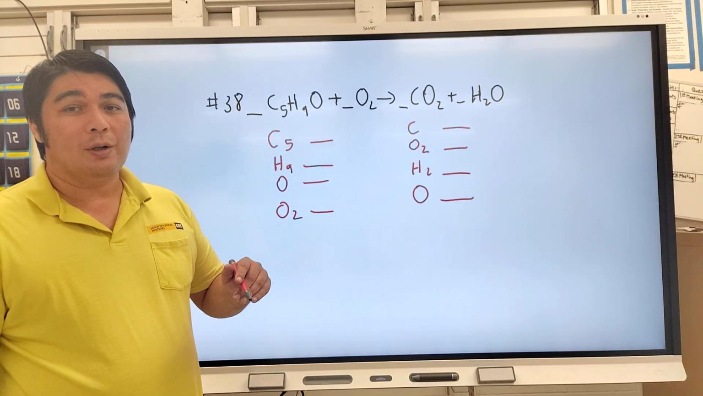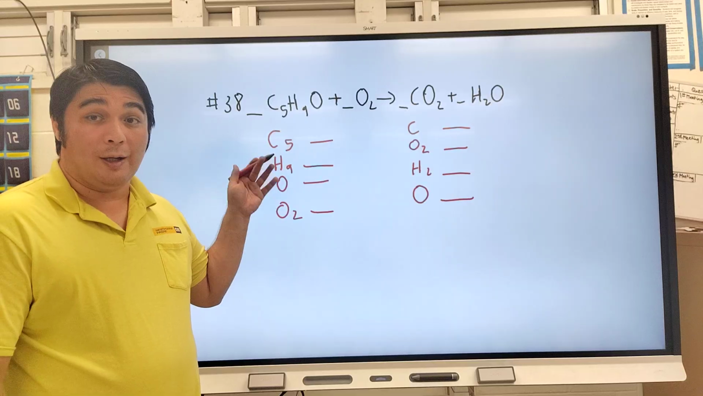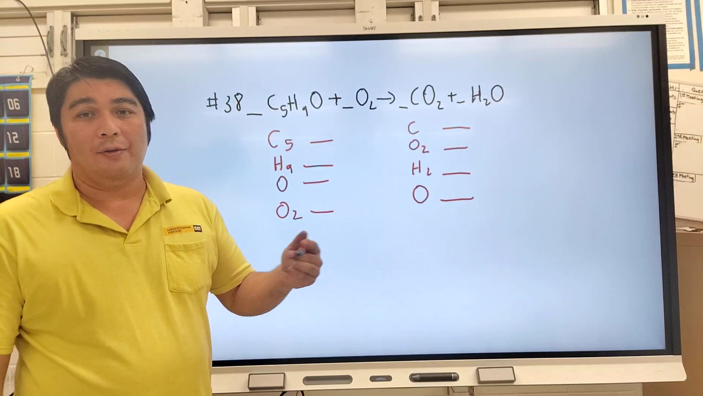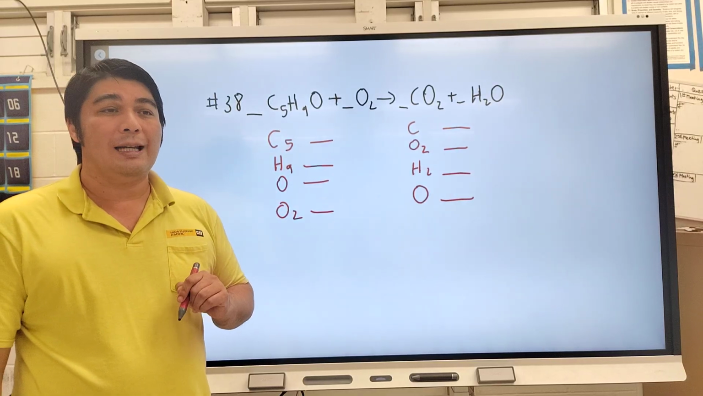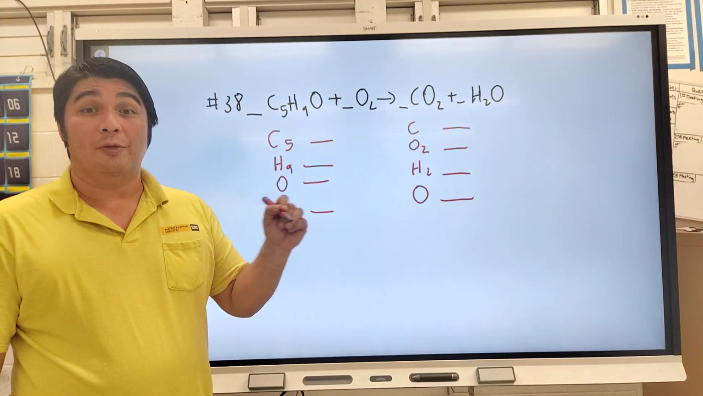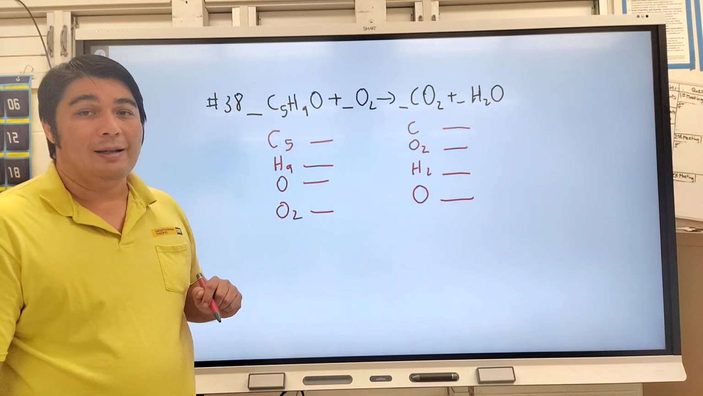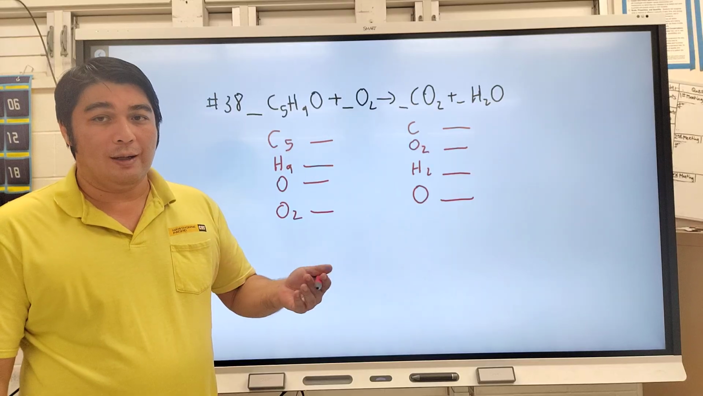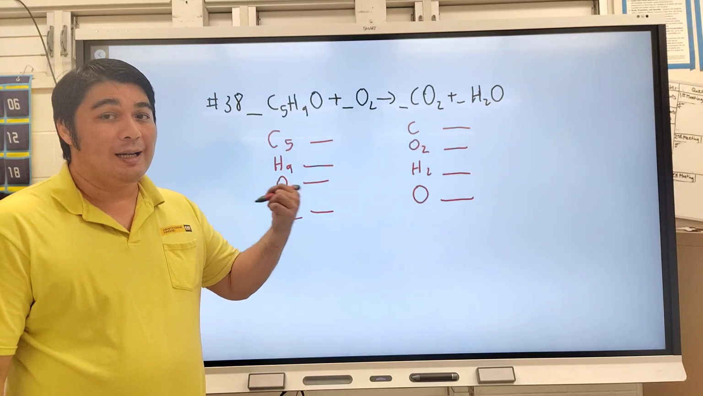So in this video, we're going to be doing number 38 of the 100 chemical reactions that I have assigned for homework. But if you're looking at it just from a packet standpoint, this would be chemical reactions number 21 to 40. This is number 18. So whichever way you want to identify which problem this is, here we are.